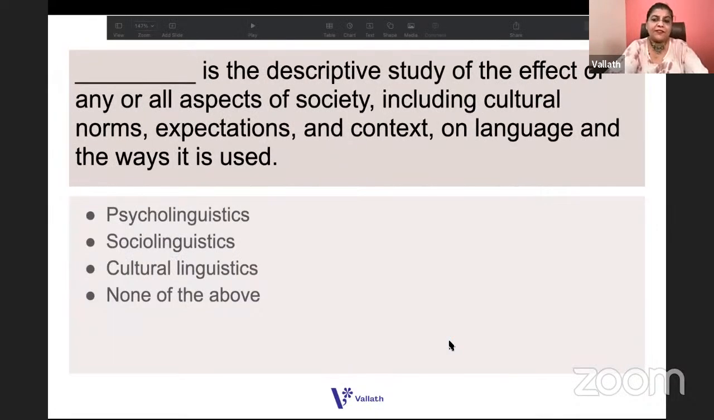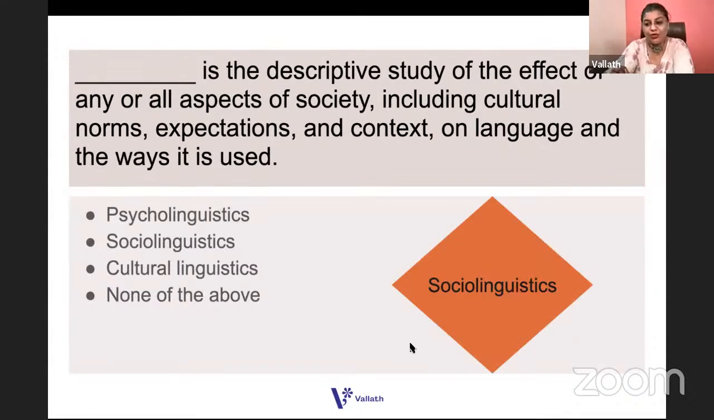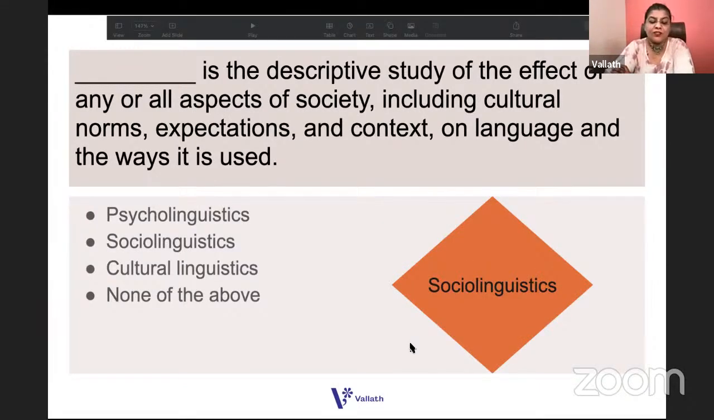Dash is the descriptive study of the effect of any or all aspects of society. You are studying society, cultural norms, expectations, contexts. Which is the descriptive study of all these things? Is it psycholinguistics, sociolinguistics, cultural linguistics, or none of the above? That is easy. It is sociolinguistics. The father of sociolinguistics is William Labov.